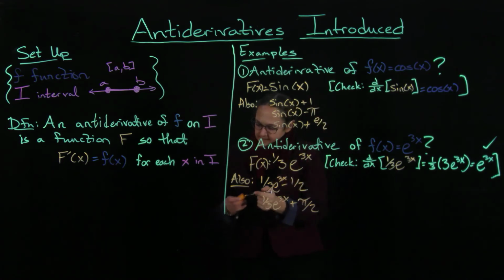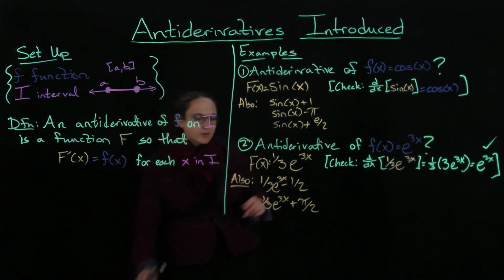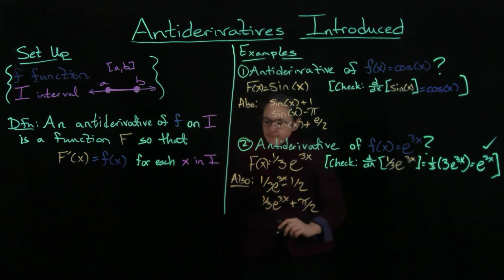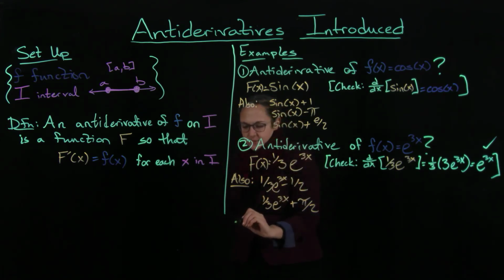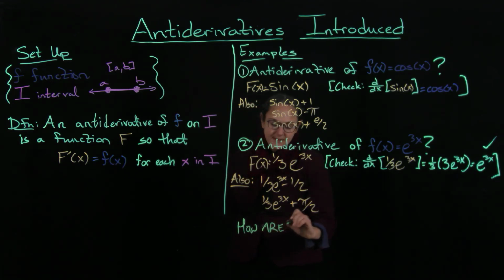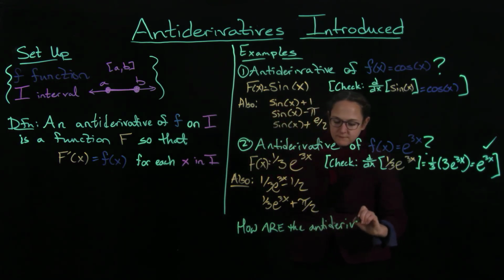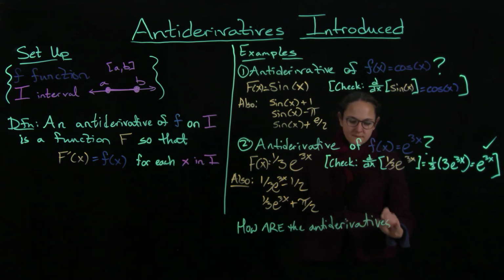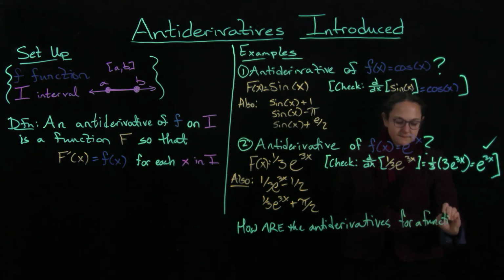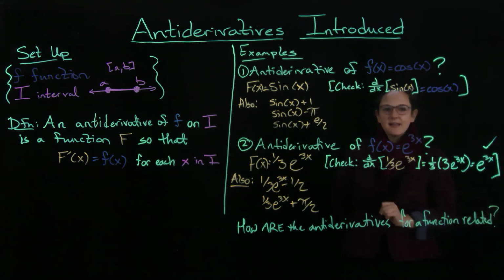So then we can ask ourselves, is what I'm observing exactly how they differ? How are the different antiderivatives for a function related? And the answer is going to be exactly how you think they are.